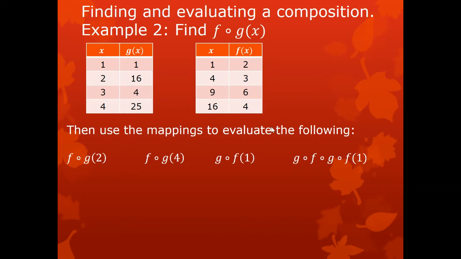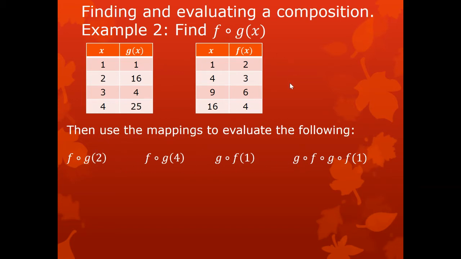So the first thing that I'm going to do is just figure out what is the mapping that would work out for the composition f of g of x. So again, we're going to take the g of x values. That means we're going to take this whole function and plug it into the function f of x here. That's what that means. And then we'll use that idea to evaluate some of these statements here.